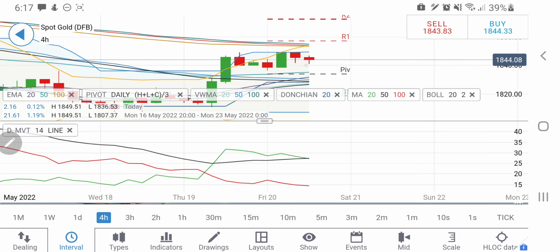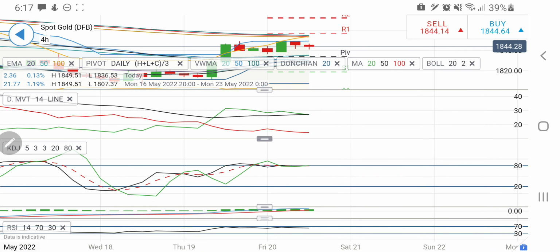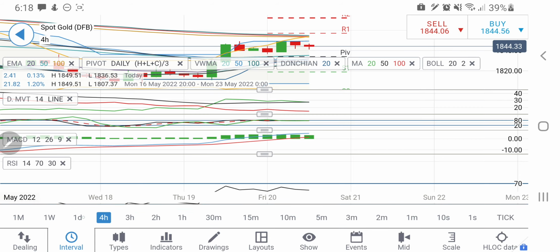Also look at this on the 4-hour chart. The candle has got a support, but it may try to come back down a little towards 1840 levels, and in fact 1836, which is a very strong support. The directional movement is trying to converge. The stochastic is overbought, and the MACD is trying to trade in a bullish zone, but running parallel right now. The RSI is near overbought levels.